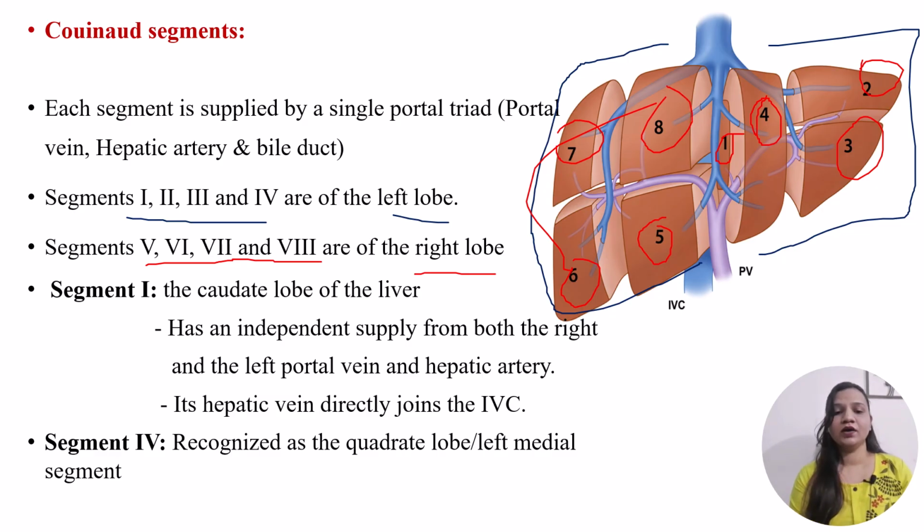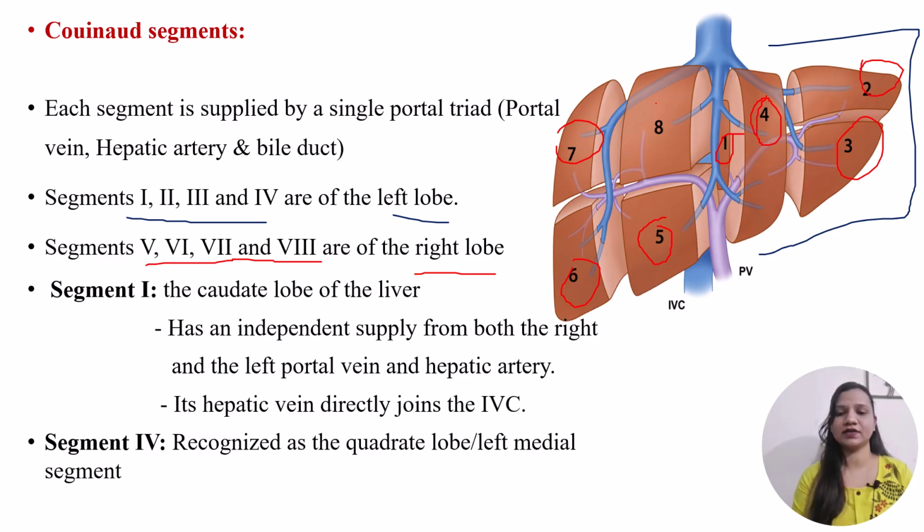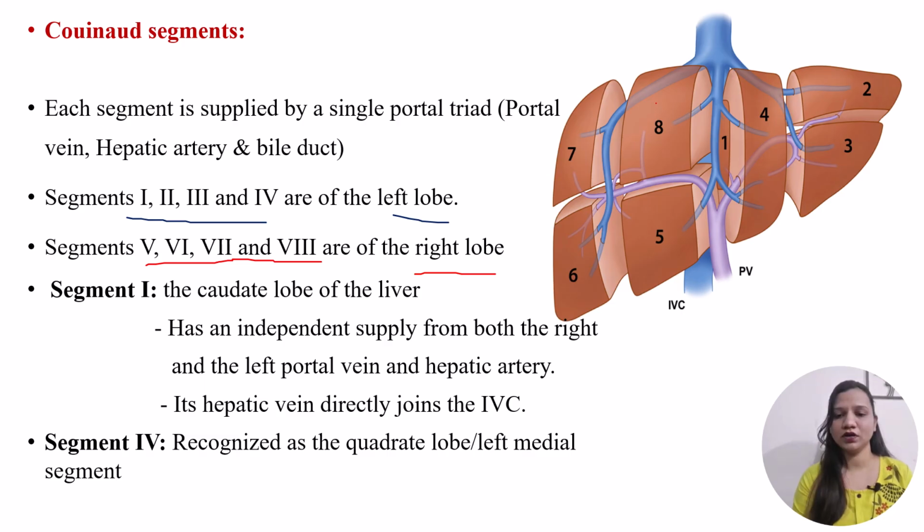But here an important thing that you have to keep in mind is segment 1. Let me erase this so you can understand it better. You can appreciate here the segment 1. This segment 1 is actually the caudate lobe of the liver.